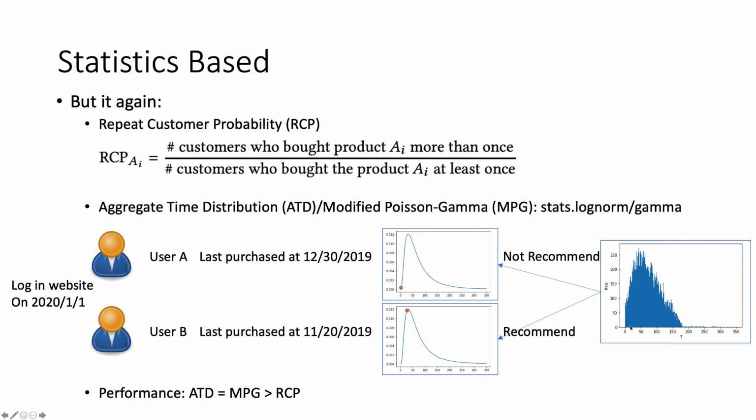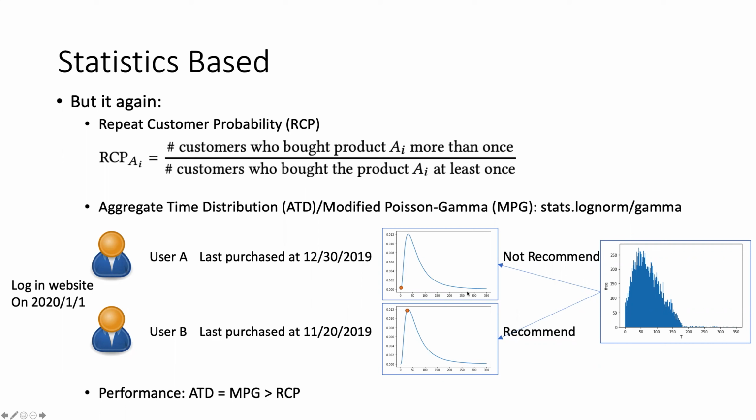Yeah, this is the right way to say it. All right, so here you can see some people purchase it at day 1, some people purchase it again at day 50, some people at day 100. Based on all the statistics, we plot this distribution and then we fit a log normal distribution.